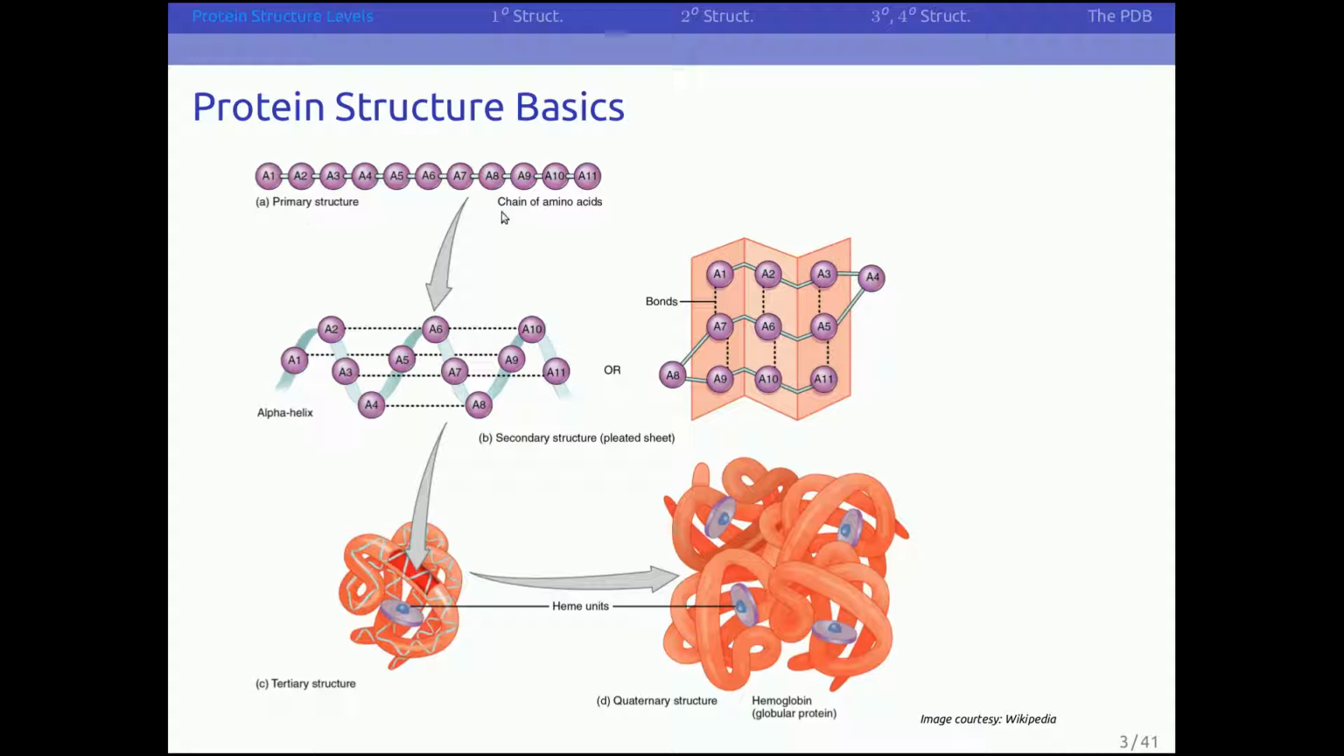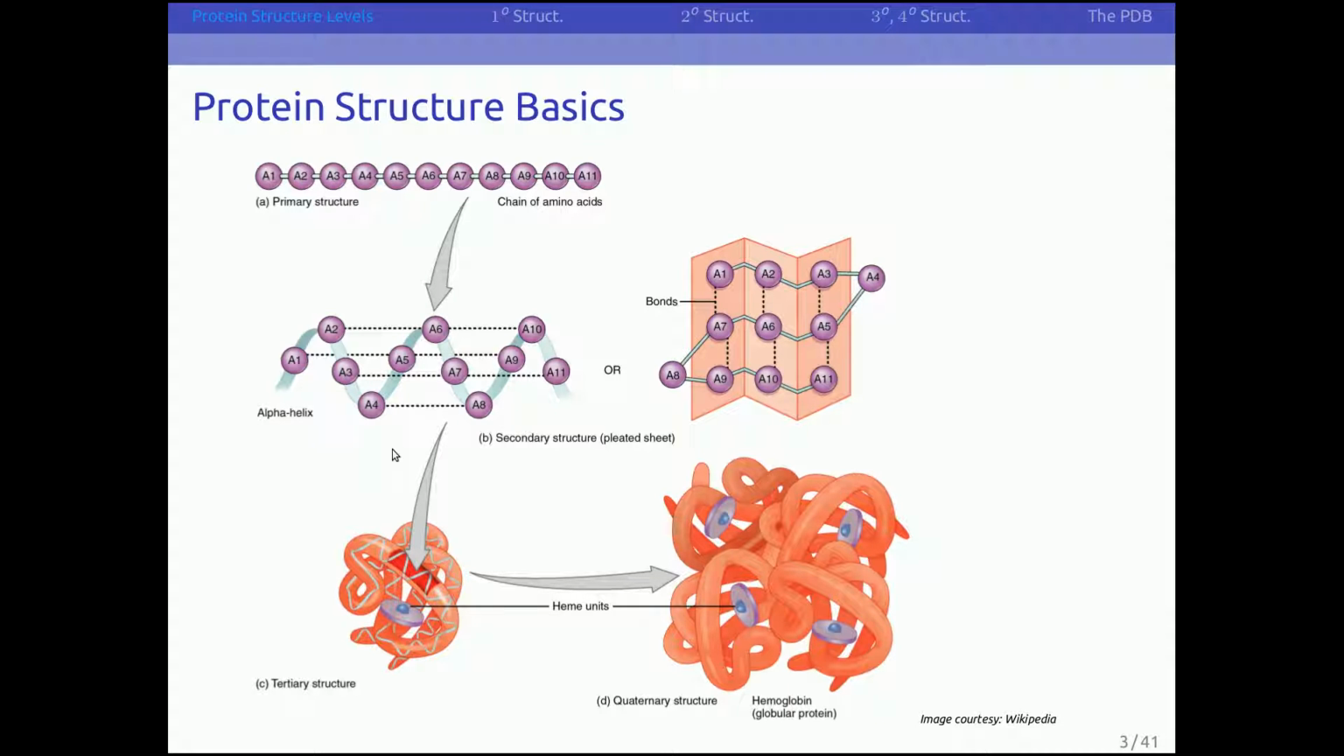Primary structure is the chain of amino acids. So there are some amino acids connected together. They then adopt some very particular structural motifs. In this case, this is known as an alpha helix. The other main structure that they can adopt is something called a pleated sheet or a beta sheet. And that sort of looks like this in terms of the bonding.